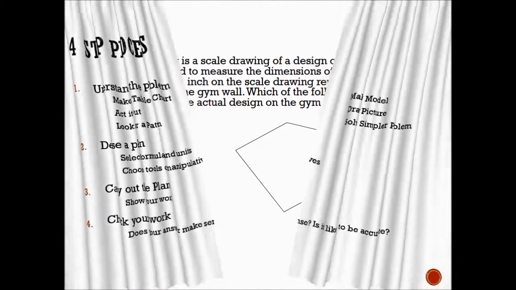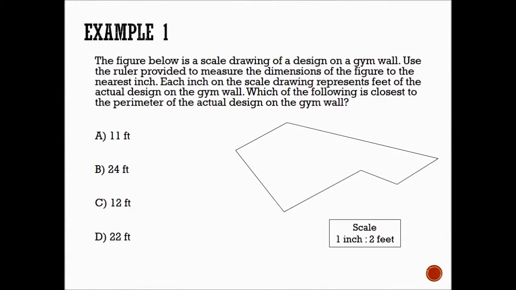Let's look at our first problem. Example 1. The figure below is a scaled drawing of a design on a gym wall. Use the ruler provided in your STAR handout to measure the dimensions of the figure to the nearest inch. Each inch on the scale drawing represents feet of the actual design on the gym wall. Which of the following is closest to the perimeter of the actual design on the gym wall?